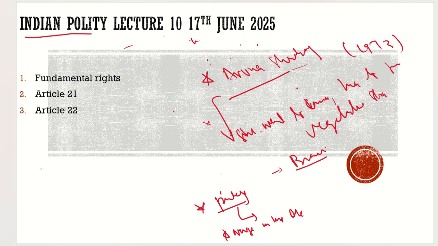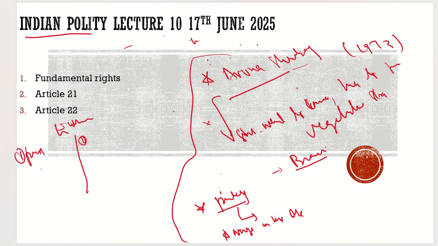So here the courts established a principle. What was the principle established? Courts differentiated euthanasia into two parts. One is passive euthanasia, and second is active euthanasia. What is this active euthanasia?